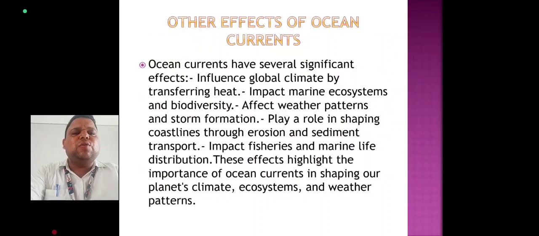Now, the other effects of the ocean currents. Ocean currents have several significant effects. They influence the global climate, transferring heat to coastlines, and affect weather patterns and storm formation. These effects highlight the importance of ocean currents in shaping our planet's climate and ecosystem.